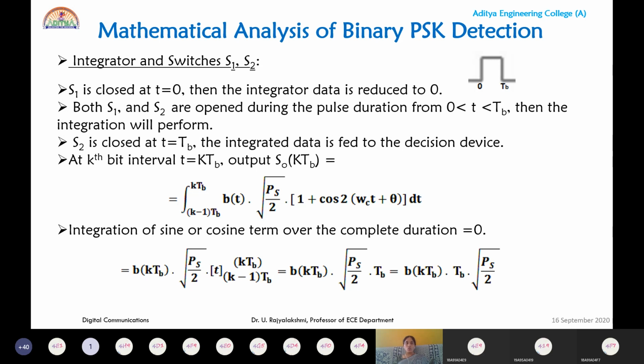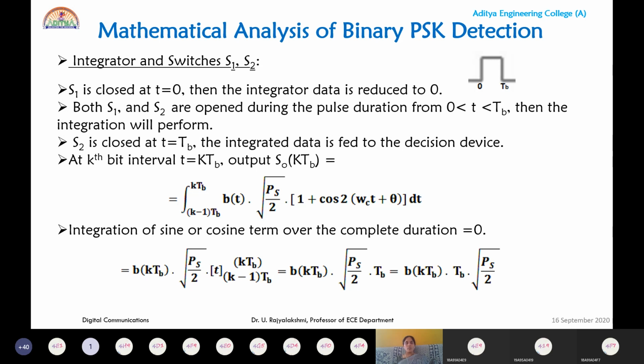Now you can observe two switches. S1 is closed at t equal to 0, that is, at the starting of the pulse. Once the S1 switch is closed, the integrated data is reduced to 0. Next, integration is performed during the duration from 0 to Tb. At that time, the S1 and S2 switches are both open. Once you open the two switches, the integration will be performed whenever the time interval is between 0 and Tb.